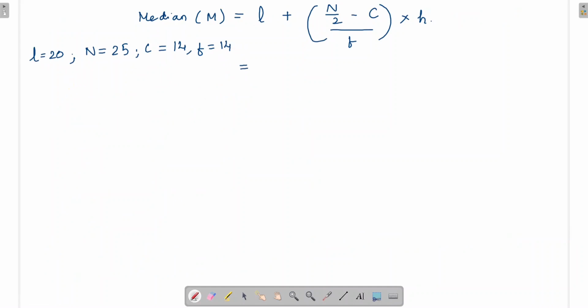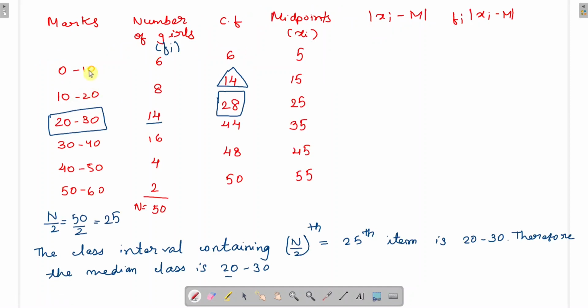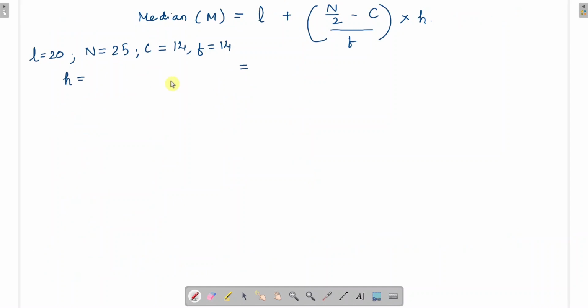Then capital H is nothing but the class width. So you can see that the class width is 10 minus 0, which is 10. So H is 10. So let us substitute all these values here. So 20 plus N is 50. I have written 25. Capital N is 50, we have found out here.